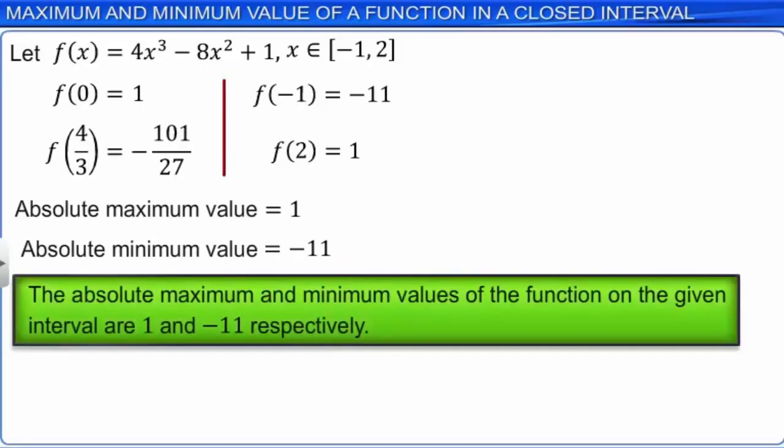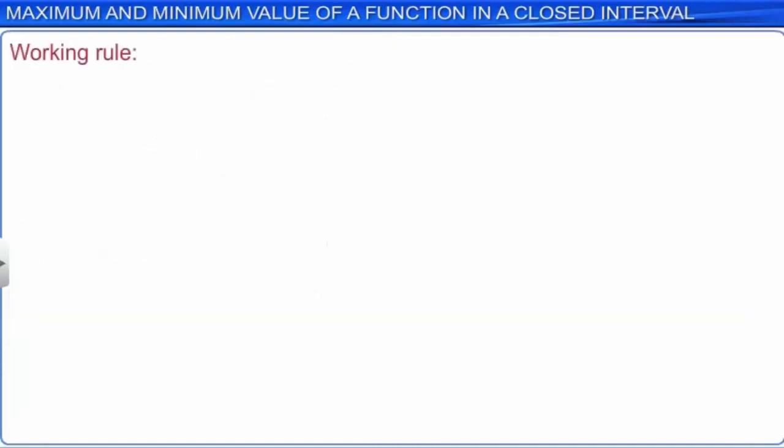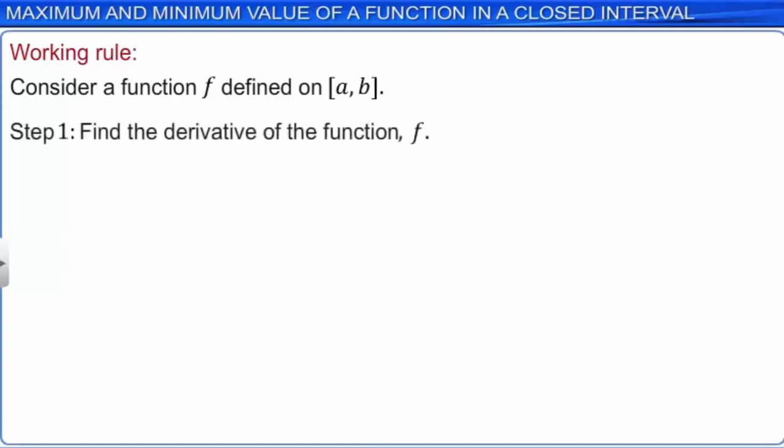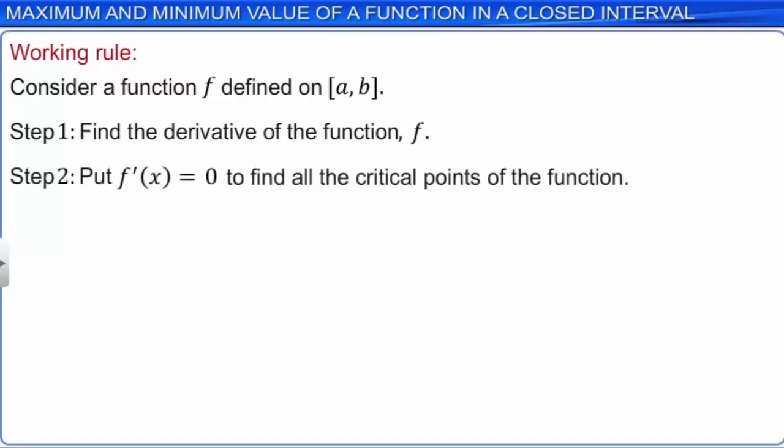Let us now learn the working rule to find the absolute maximum and absolute minimum values of a function f on a closed interval [a, b]. First, find the derivative of the given function. Then, find all the critical points of the function by solving the equation obtained by equating the derivative of the function to 0. After that, find the value of the function at all the critical points and also the value of the function at the endpoints.